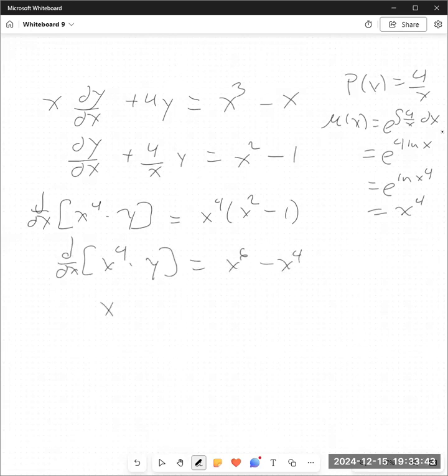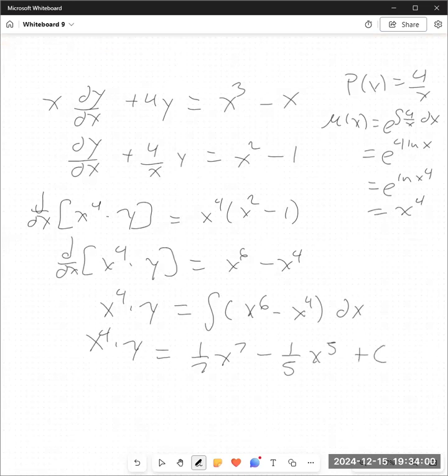So x to the 4th times y is equal to the integral of x to the 6th minus x to the 4th dx. x to the 4th times y is 1/7 x to the 7th minus 1/5 x to the 5th plus c, and y is equal to 1/7 x cubed minus 1/5 x plus c x to the negative 4th.